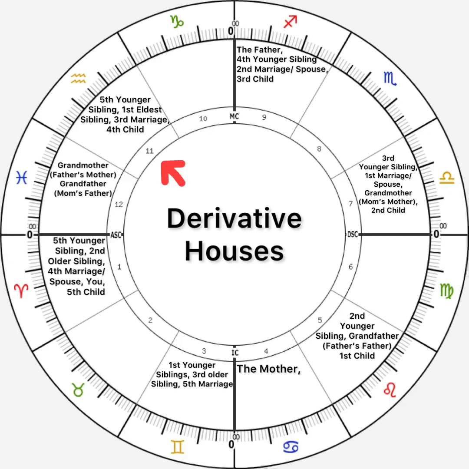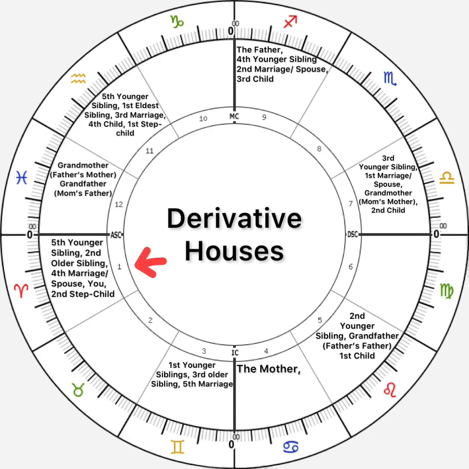So 11th house. 11th house talks about stepchildren. Again, if you have more than one stepchild, you go every other one. So the second stepchild would be seen from the 1st house. Right? This is the 1st stepchild, the 11th house.